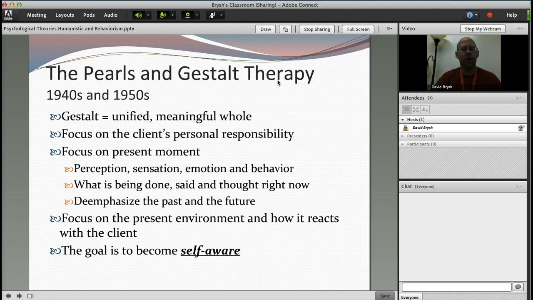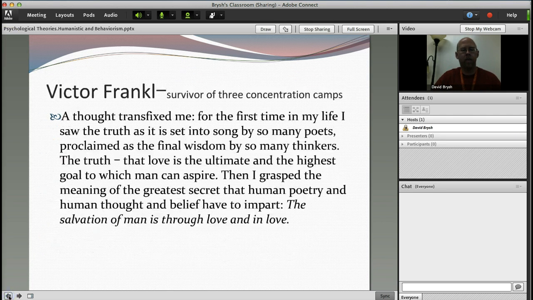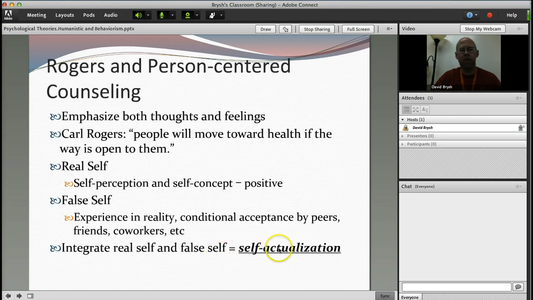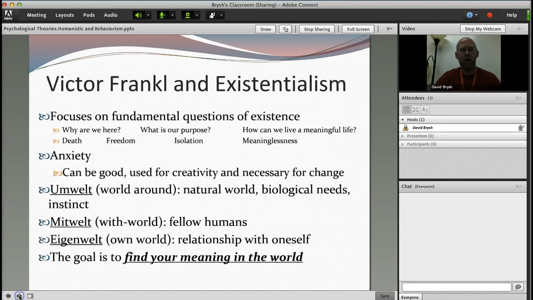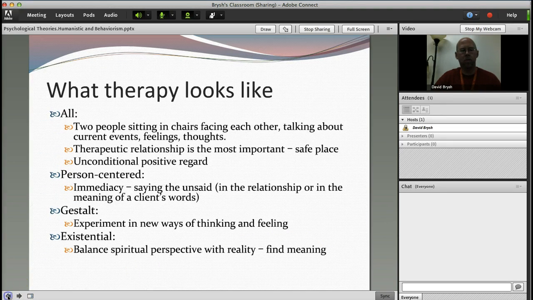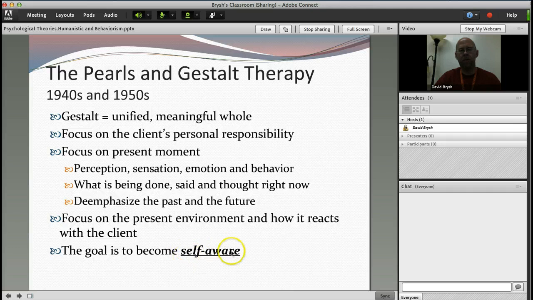And Gestalt therapy, kind of like Carl Rogers, right? His was self-actualization. That's the goal. It's very similar with Gestalt therapy. What Gestalt therapy is, right? It's becoming self-aware. And you're aware of how you're feeling, how you're thinking, how you're behaving in this particular moment. And why that's happening. That's self-awareness, they would say.